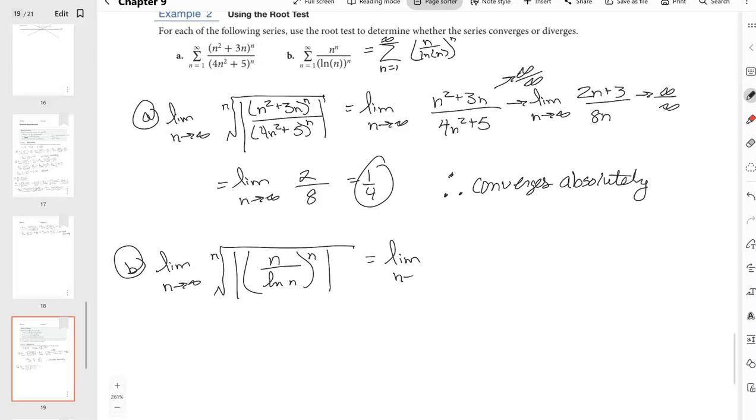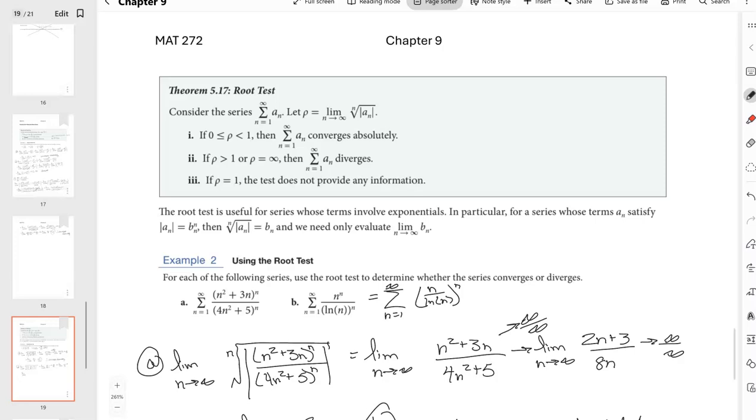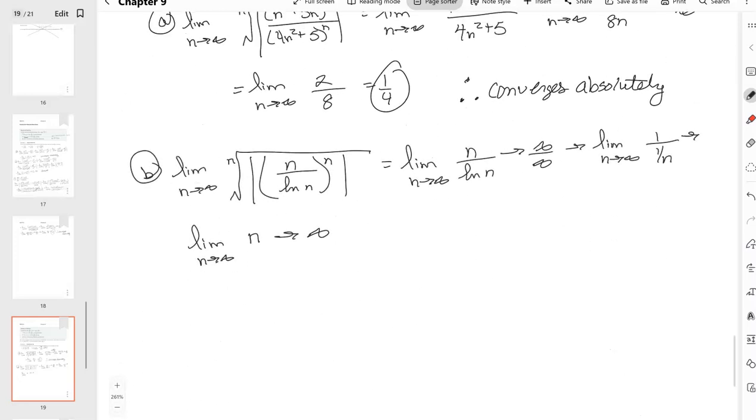I'm looking at the limit as n goes to infinity of n over ln of n. Again, this is L'Hopital's because I'm in the form of infinity over infinity. I'm going to take the limit as n goes to infinity. The derivative of the top is 1, derivative of the bottom is 1 over n. And if I take the limit as n goes to infinity and reduce 1 over 1 over n, that's really just n. And that's just going to infinity. And since that's heading to infinity, then we would say that this diverges.